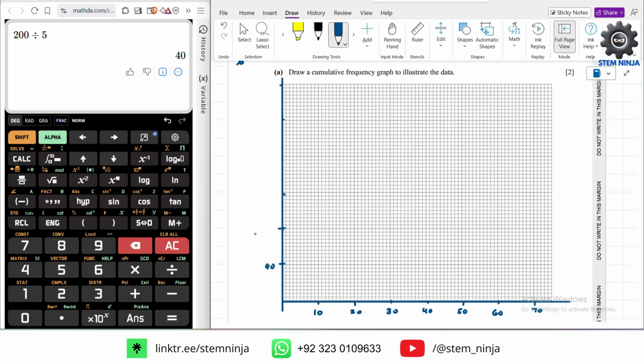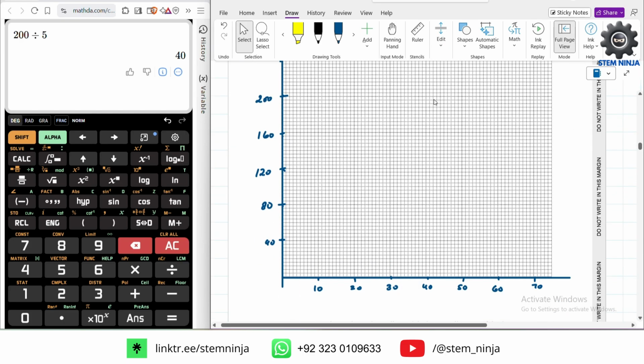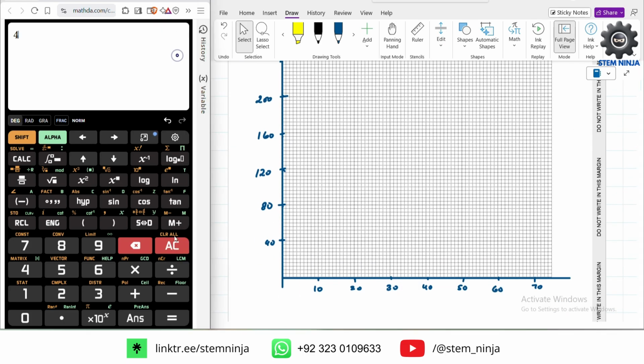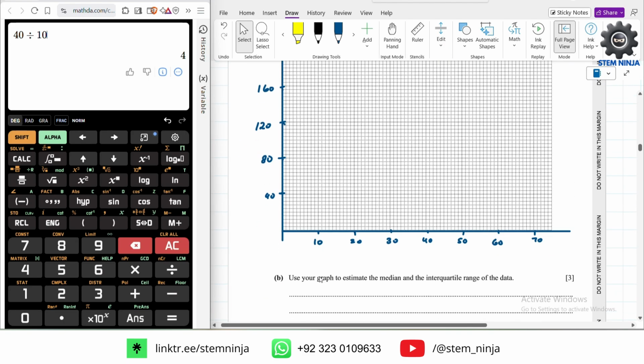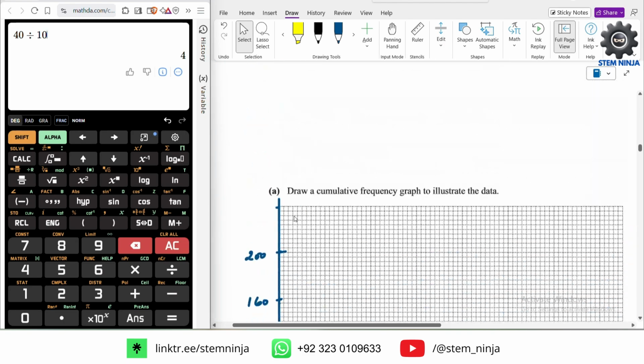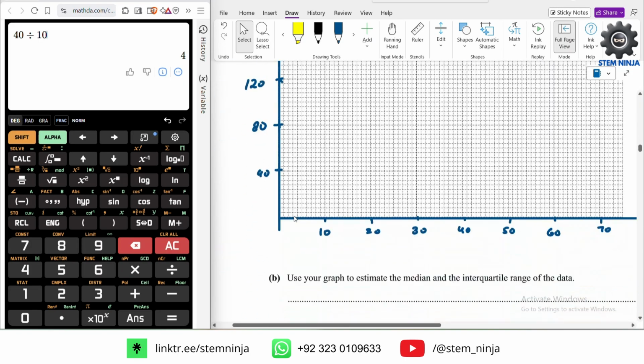40, 80, 120, 160, and 200. Right, okay. First is 18, and then we also need to know how much we are distributing. So each unit is 4. Right, okay. So 18, first is 15 and 18.